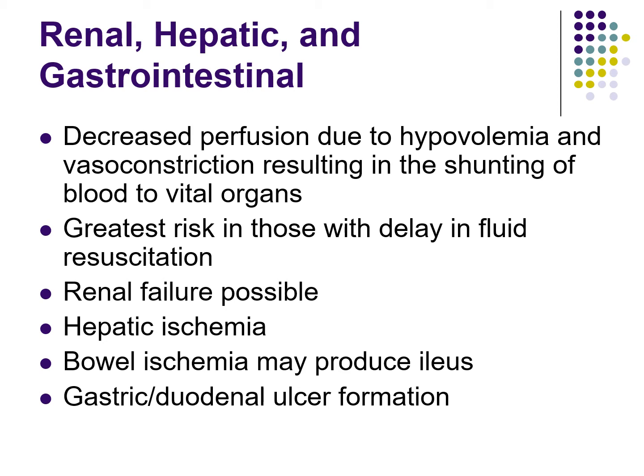They're also concerned with saving the vital organs, so lungs, heart, brain. So again, the renal, hepatic, and GI system might be set aside. So we have to make sure they have really good MAPs and good perfusion for their kidneys and liver and GI system. So the greatest risk is if there's a delay in the fluid resuscitation. And again, that's all about the MAP, and it's all about the renal salvage. If not, renal failure, hepatic ischemia, and then potentially ileus. And gastric duodenal ulcers are not uncommon.